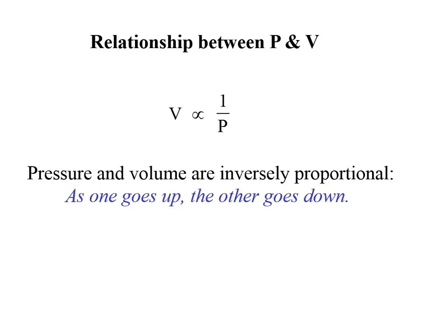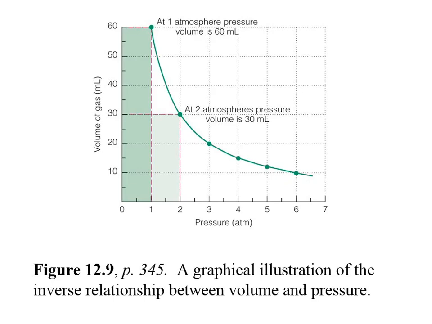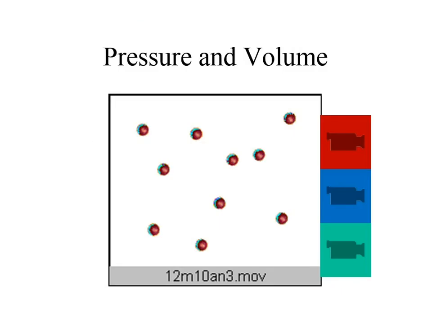One goes up, the other goes down. One goes down, the other goes up. Here is showing the inverse relationship, the inverse proportionality of the two. As the volume goes up, the pressure goes down. As the pressure goes up, the volume goes down. And here is the video to go with it.